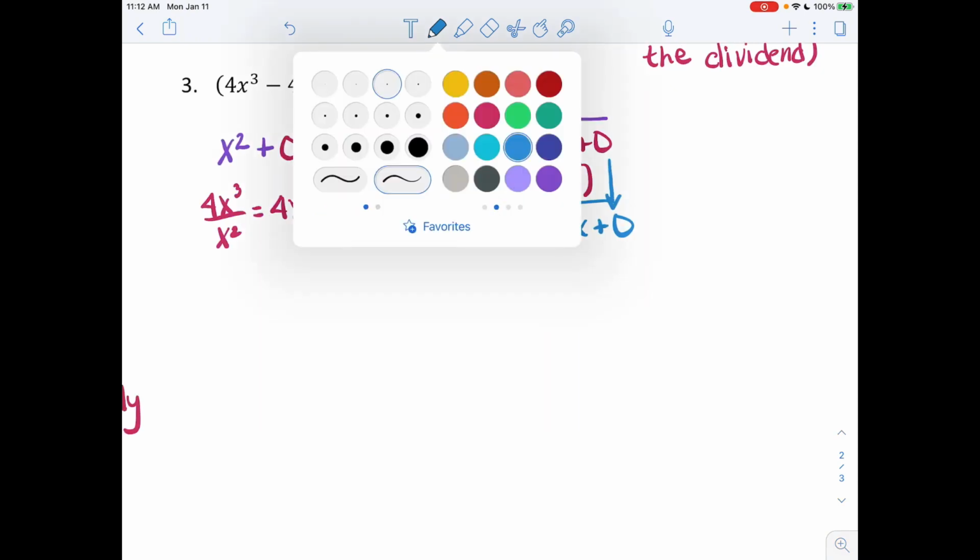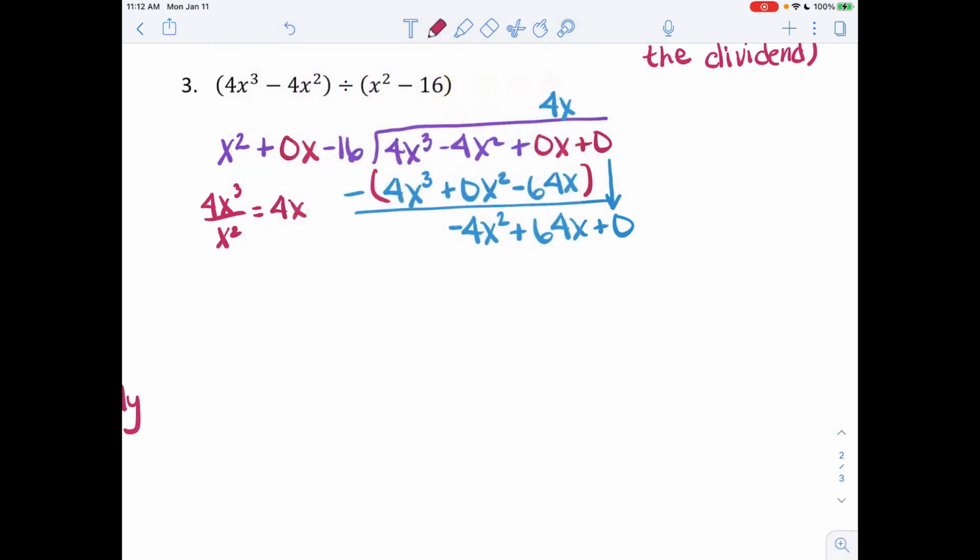How many times will x squared go into negative 4x squared? So negative 4x squared divided by x squared is going to give me a negative 4. So that becomes the next term in my quotient. So minus 4, and now I want to take that negative 4 and multiply it by every one of these terms.